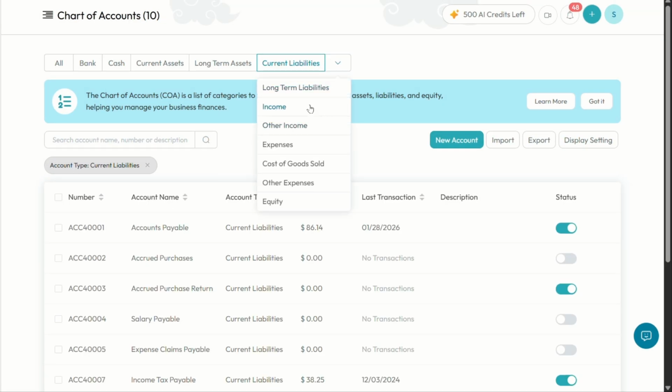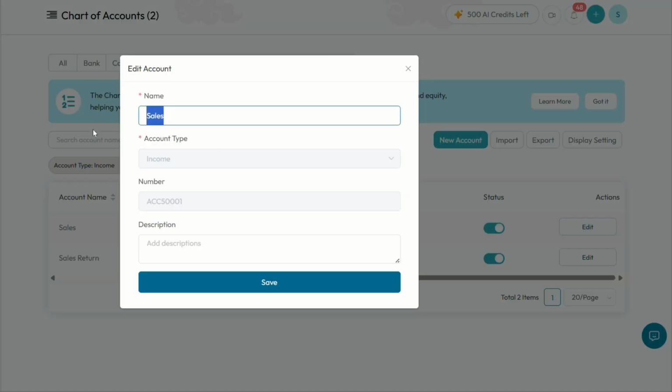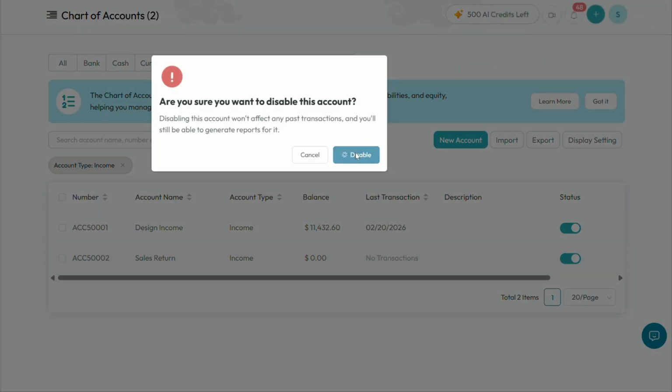Now let's look at income. Instead of using sales, rename it to something more specific, like client services income, design income, or consulting income. You can usually disable sales return unless you issue regular refunds.